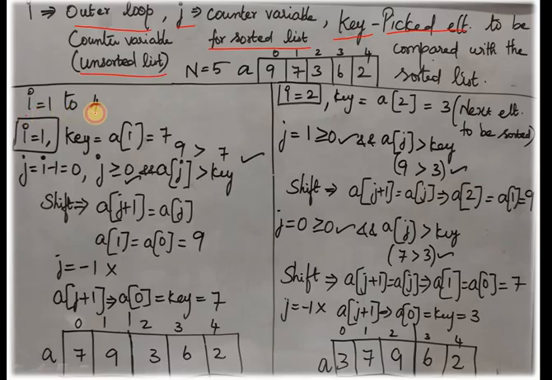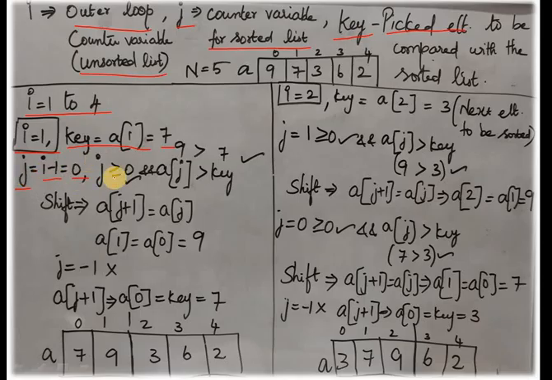Our i loop starts from 1 to 4. If the value of i is 1, what is the key element we are going to compare with the elements in the sorted list? The key value is equal to a of 1. What is a of 1 here? 7. 7 is the element we are going to compare with the sorted list. The sorted list starts from i minus 1 down to 0. Here the i value is 1, so i minus 1 is 0, so j is equal to 0.